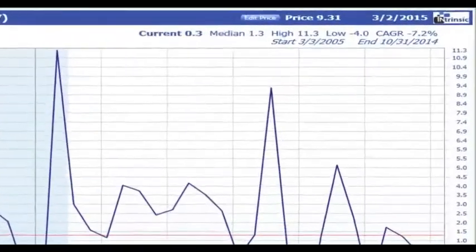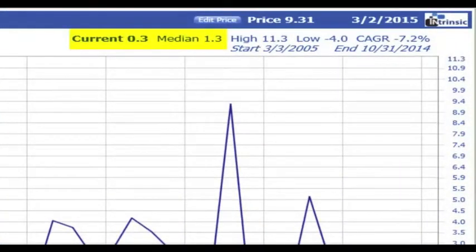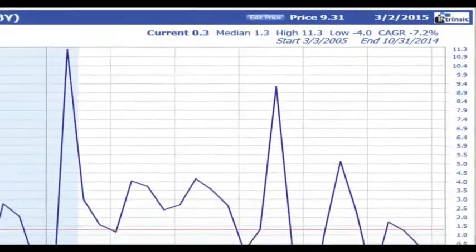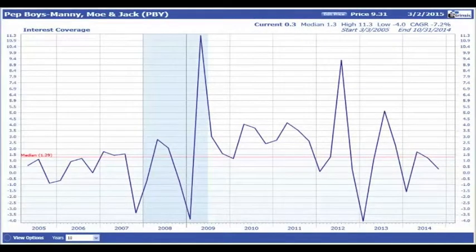In this example, Pep Boy's interest coverage is well below its 10-year median of 1.3. A higher interest coverage ratio should be preferred since it means more income is available to cover interest obligations. A very high ratio might imply inefficient use of debt financing options.